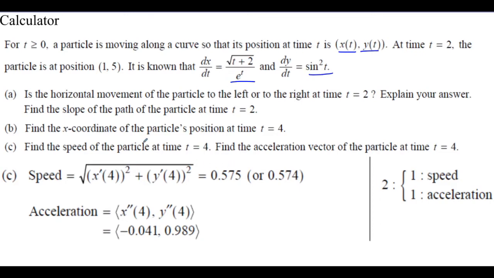So we're going to plug 4 in. So we have the square root. It's really the square root of 6 over e to the 4th squared plus sine to the 4th of 4, square root of that. We're going to plug that in the calculator, get 0.575. Now, we can also use our calculator to find the derivative of these functions. That's math number 8. So math 8 gives us derivative. We're going to take the derivative at 4, and we get negative 0.041 and 0.989.